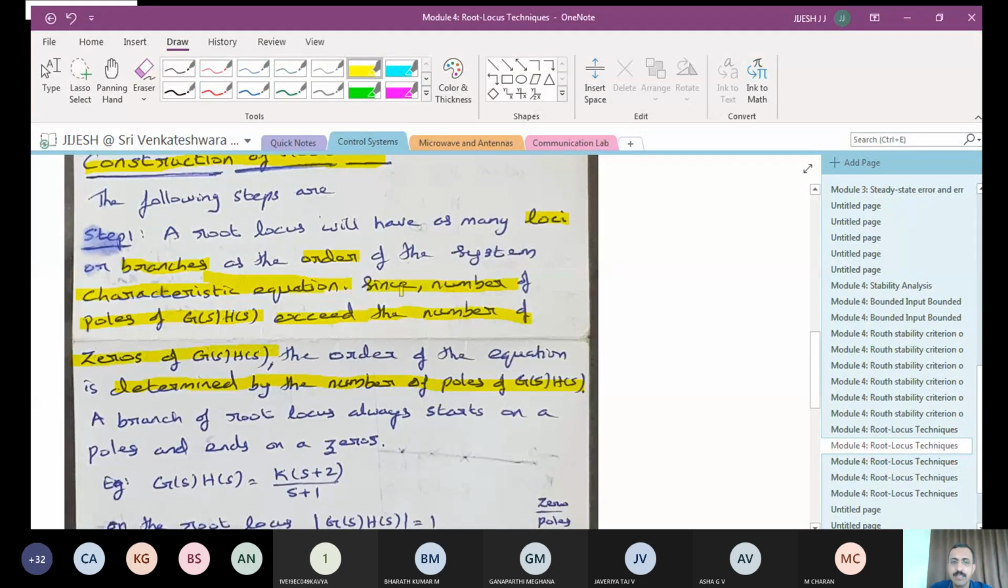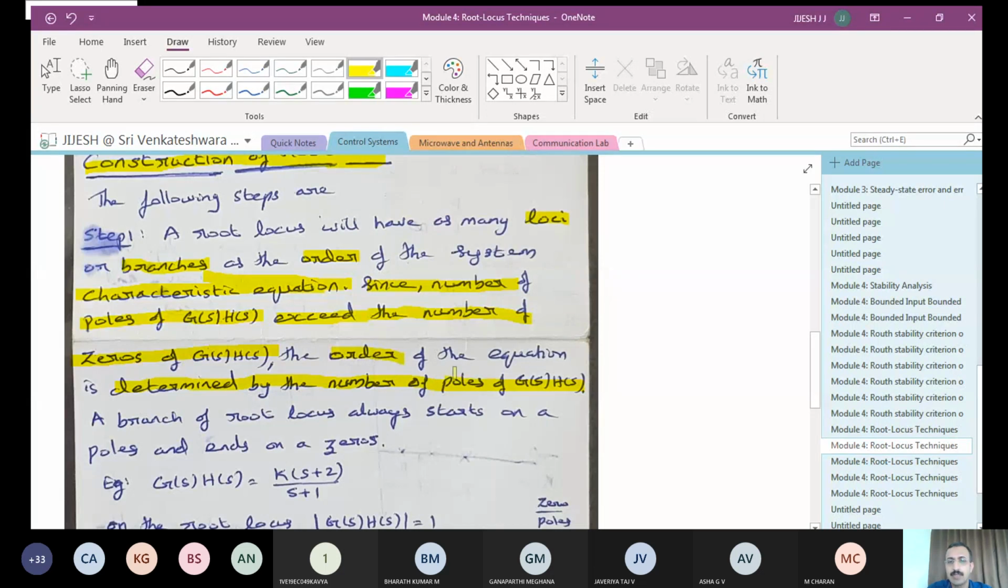So since the number of poles of G(s)H(s), you think that you are having the characteristic equation, you will be finding out the poles and zeros. We'll be doing all those things further. So if the number of poles exceeds the number of zeros, meaning the number of poles is more than the number of zeros, then the order of the equation is determined by the number of poles of G(s)H(s). Which order system it is, is determined by the poles.